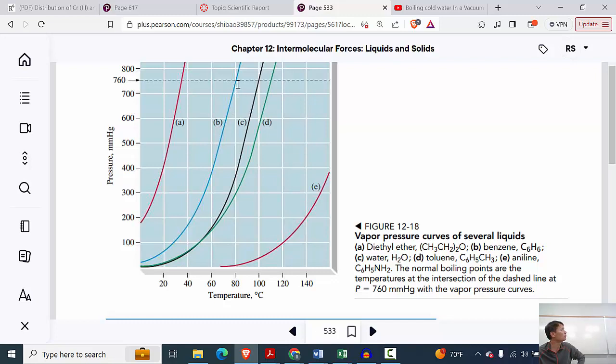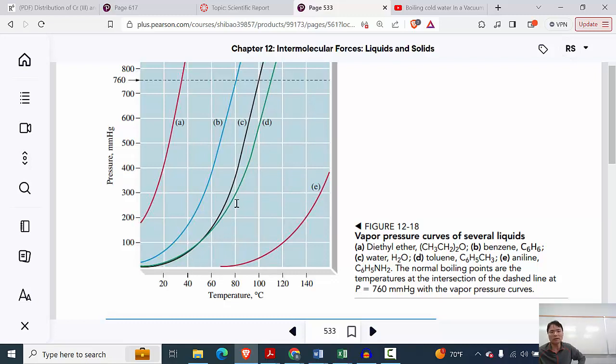At one atmosphere, water should boil at 100 degrees C. Right, 100, the black line I'm looking at, the black line's water. At more than one atmosphere, water's boiling point is going to be higher than 100 degrees C.